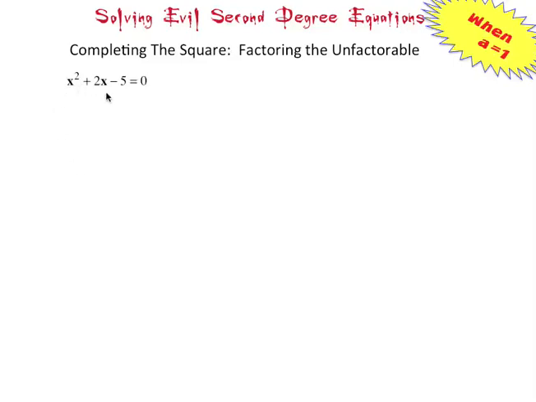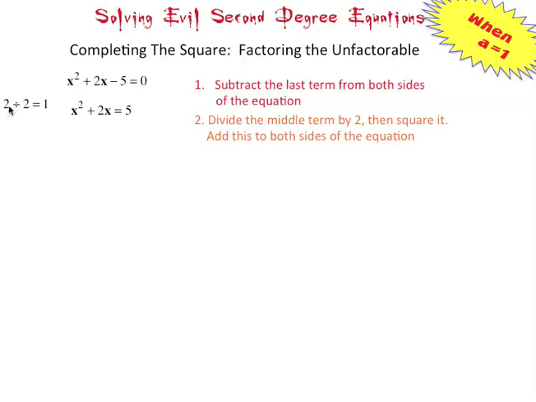All right, let's look at another example. Here's x squared plus 2x minus 5 is equal to 0. I'm going to subtract the last term from both sides of the equation, and I get x squared plus 2x is equal to 5. Then to make it into a perfect square trinomial, I take the b term, divide it by 2, and then square it, and add that to both sides. That gives me 1. Squared is 1. So I get x squared plus 2x plus 1, and on the other side 5 plus 1, which is 6.